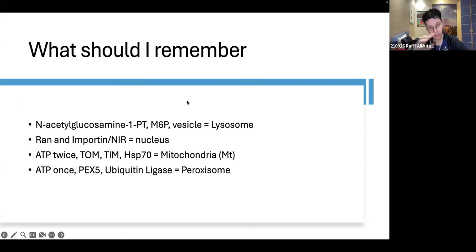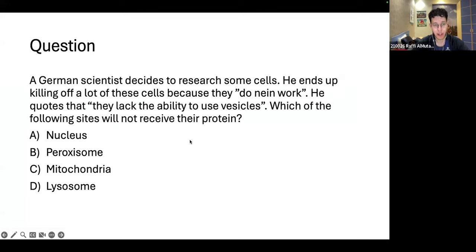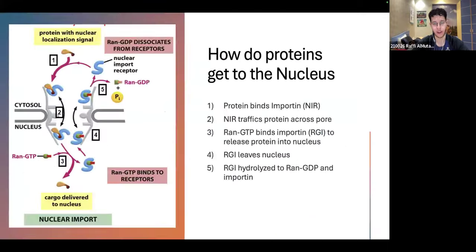So the key to doing well on very difficult lectures is something called buzzwords. I'm sure you've heard of the idea of buzzwords before, but you want to remember what words go together. For example, if I say words like N-acetylglucosamine, mannose-6-phosphate, vesicles, I'm talking about the lysosome. If I say words like RAN, importin, NLS, I'm talking about the nucleus. If I'm saying words like ATP, TOM, TIM, HSP, I'm talking about mitochondria. If I'm talking about ATP, PEX5, PEX2, as one of your colleagues mentioned, ubiquitin ligase, ATPase, I'm talking about the peroxisomes. If you remember this slide right here, it pretty much will explain all of these slides over here.